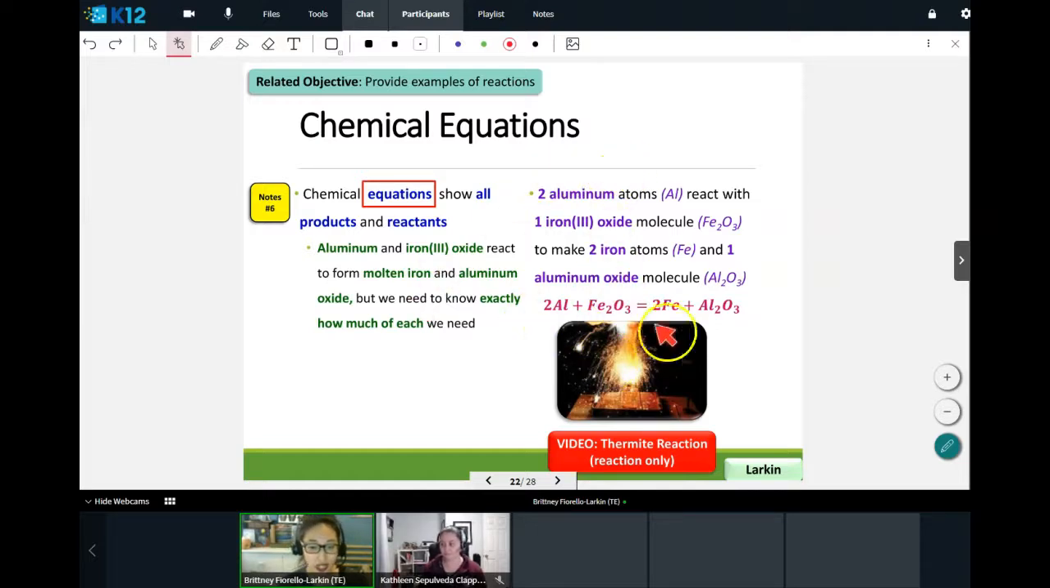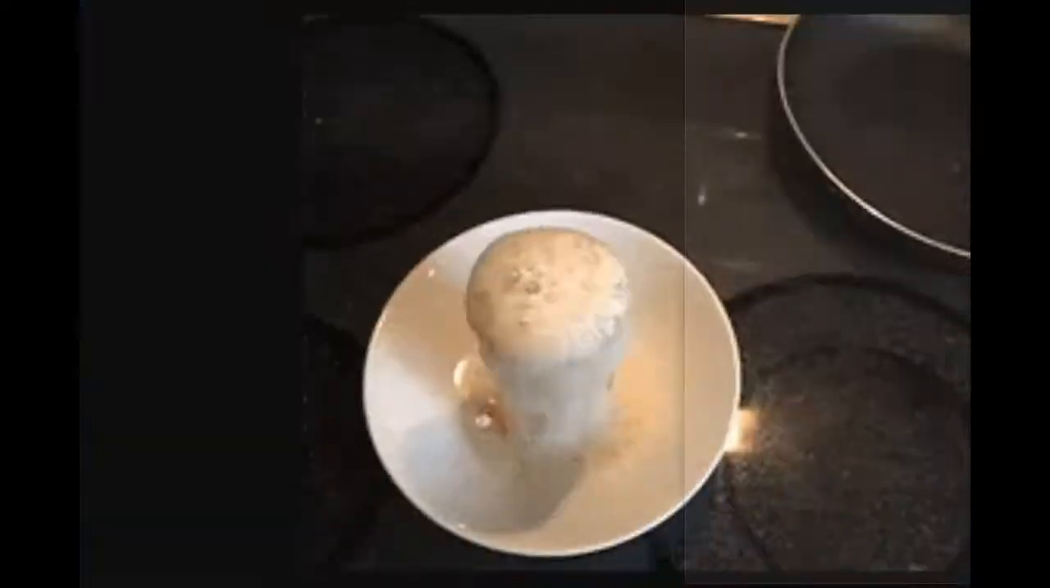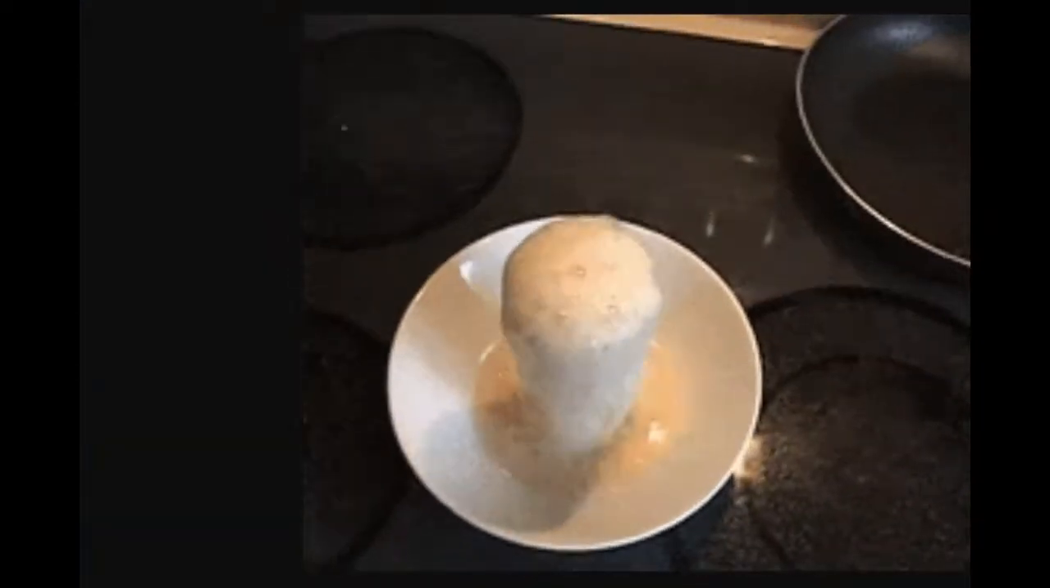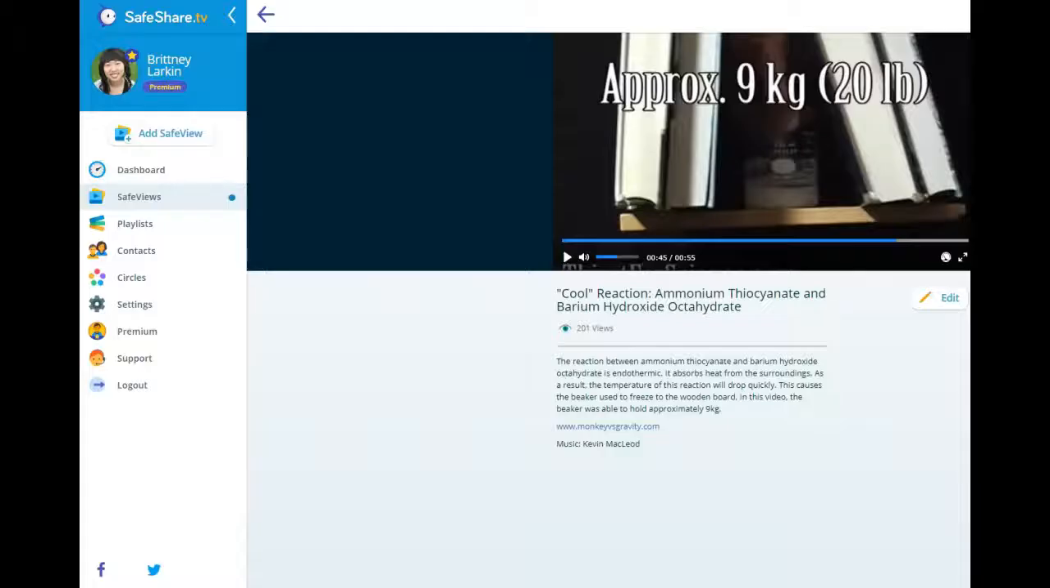So, for example, in the thermite reaction, we have 2 aluminums that react with 1 iron oxide to form 2 irons and 1 aluminum oxide. If we had the wrong amount of ingredients, we could cause the reaction to either be too big or too small for what we need. So let's go ahead and take a look at the thermite reaction in action. I'm going to go ahead and share this with you up on the whiteboard. Here we go.